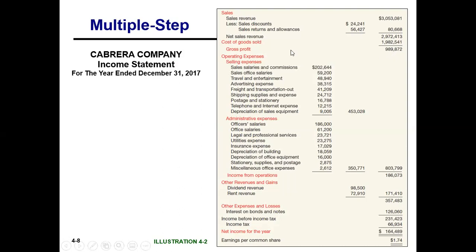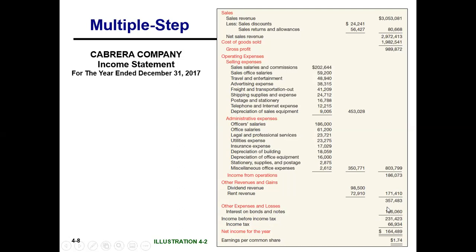And then from there, we subtract out our operating expenses. In this case, they have them divided up into selling expenses and administrative expenses. And so if we take our gross profit minus selling and administrative expenses, that gives us income from operations. And now we have some other revenues and gains. So dividend revenue, rent revenue. And then we have some other expenses and losses, interest on bonds and notes, interest expense.